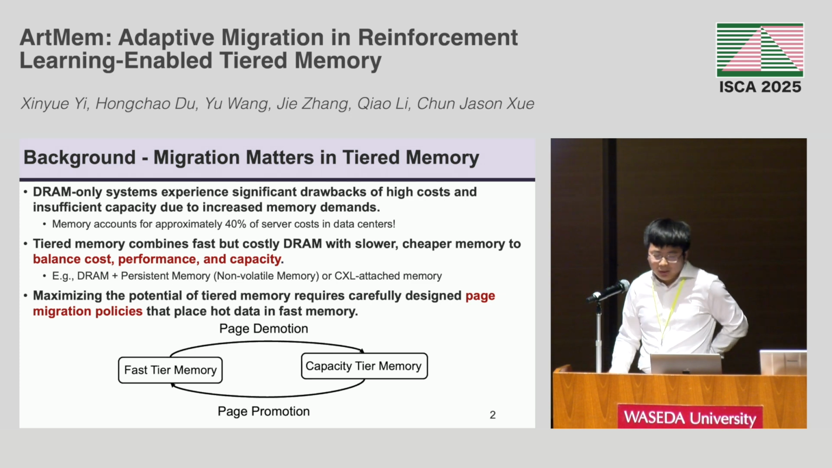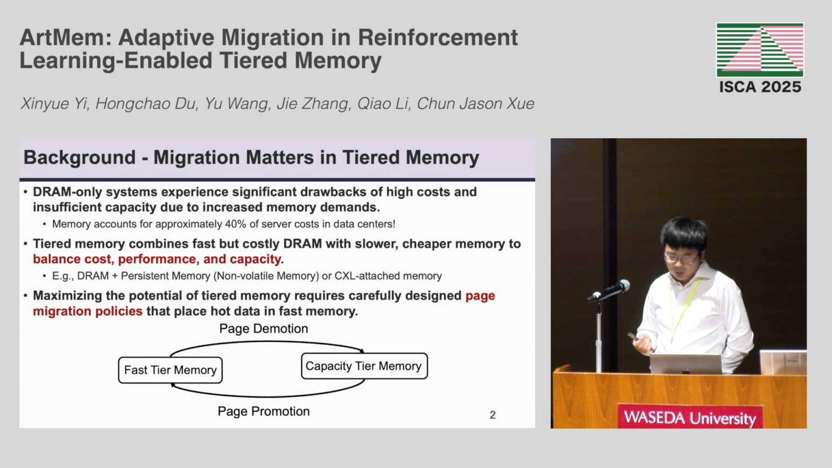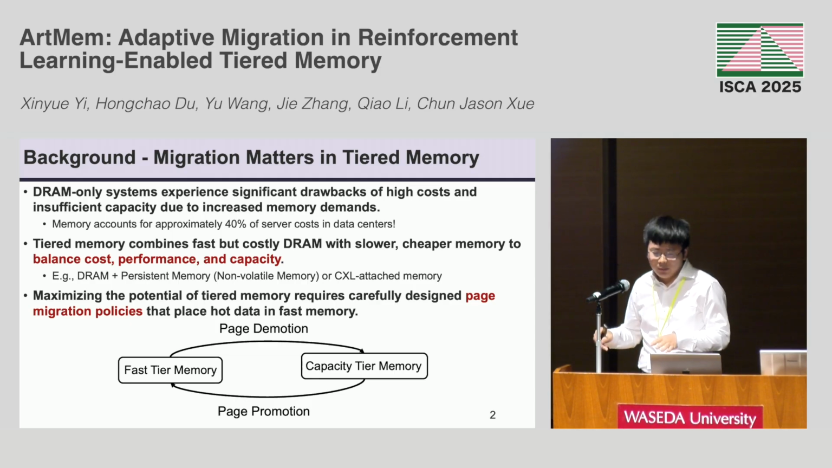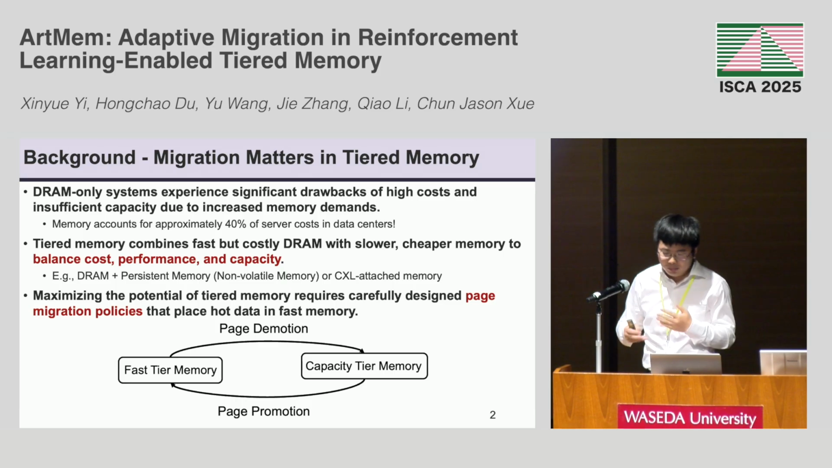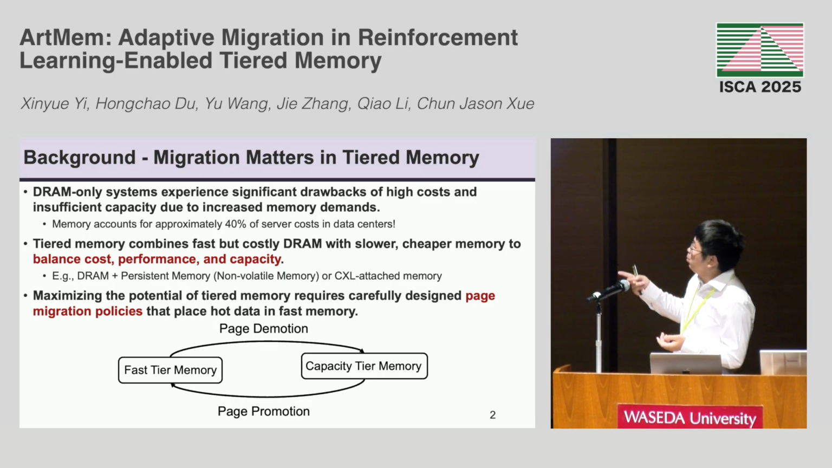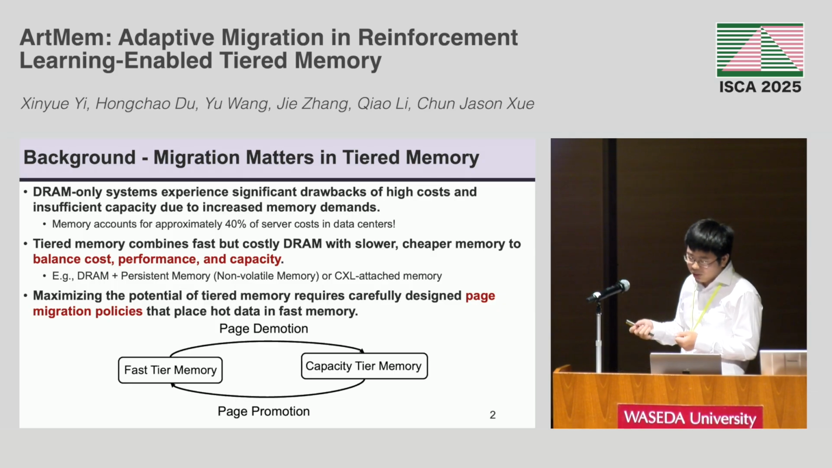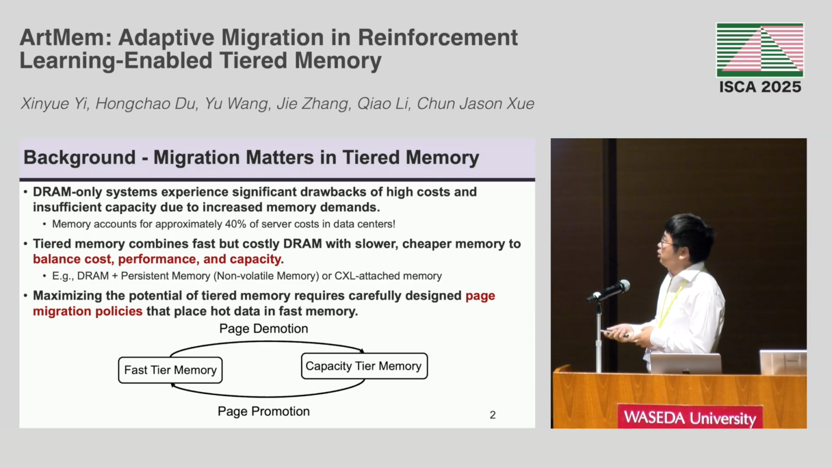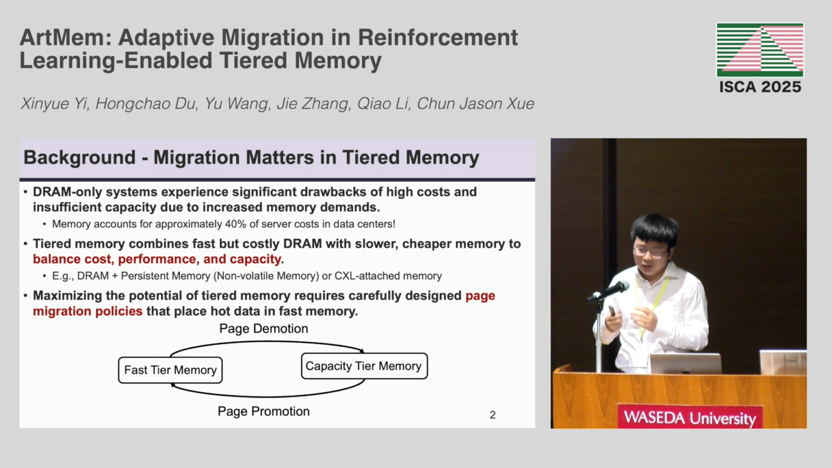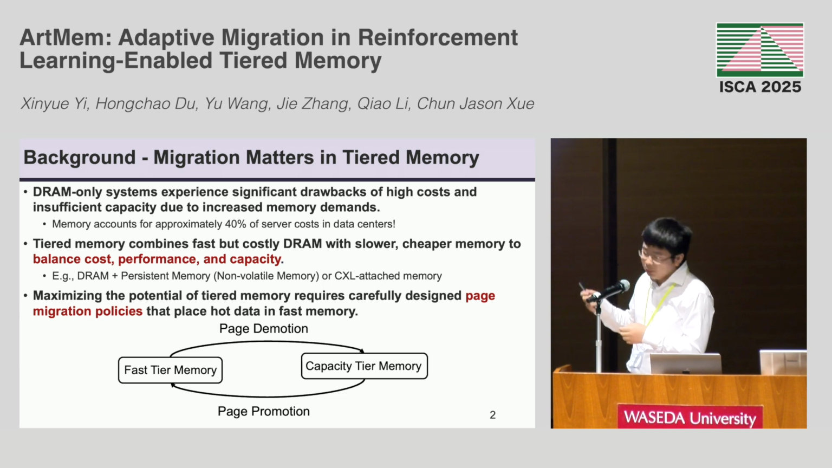DRAM-only systems experience significant drawbacks of high cost and insufficient capacity due to increased memory demand from applications like machine learning, graph processing, in-memory databases, and so on. Memory now accounts for approximately 40% of server cost in data centers. Tiered memory systems offer a solution by combining faster DRAM with slower but cheaper memory technologies like persistent memory and CXL attached memory technologies.